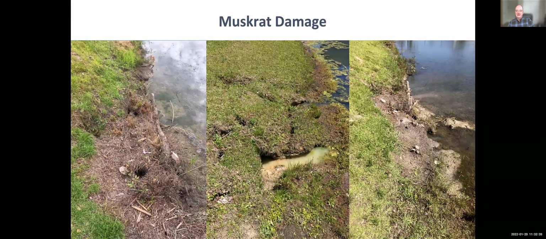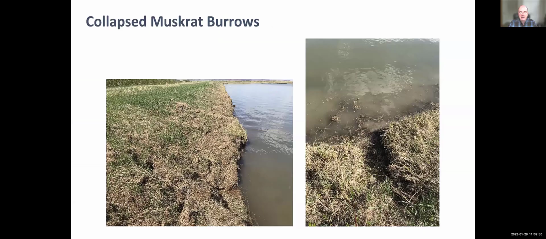And muskrats, they make their burrows, and those burrows can collapse. So here are some examples of muskrat damage to embankments, and more of them.